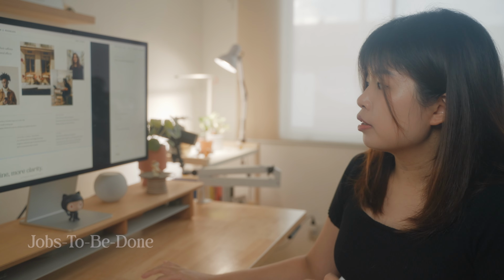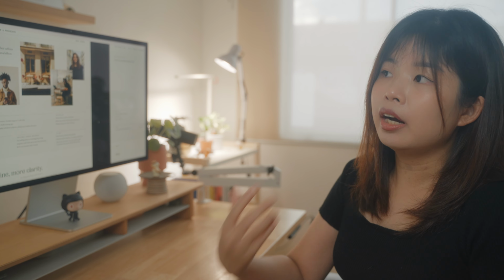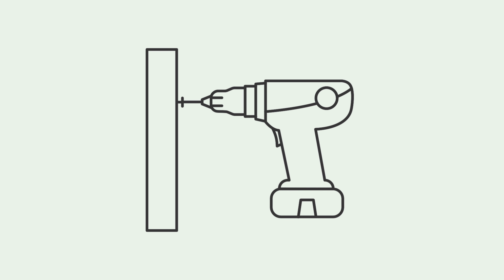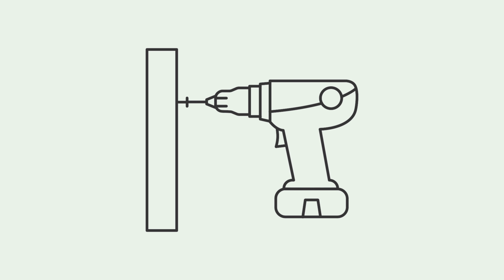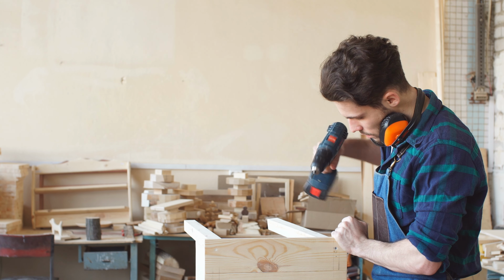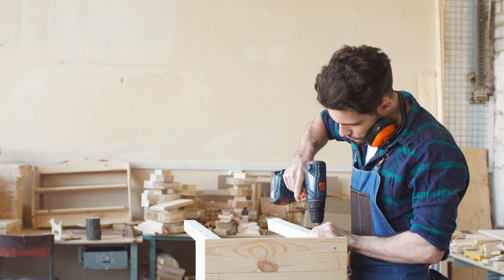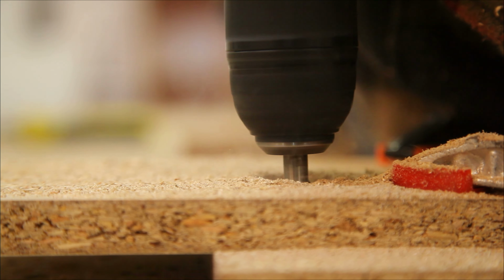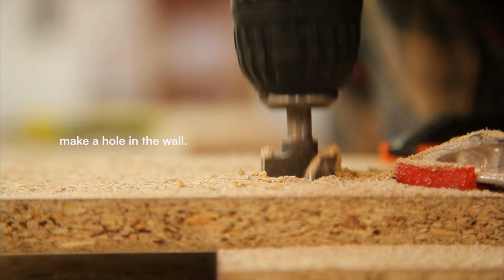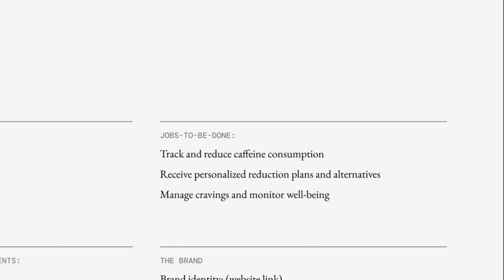Jobs to be done is the jobs that your users hire your app for. Instead of focusing on what customers buy, we want to understand what they want to accomplish. Like, when someone buys a drill, they're not really after the drill itself. The job they want to do is to make a hole in the wall. So in our case, it's these three.